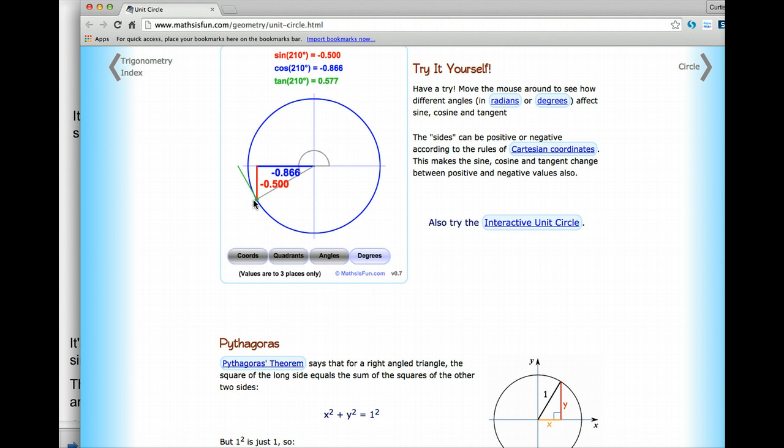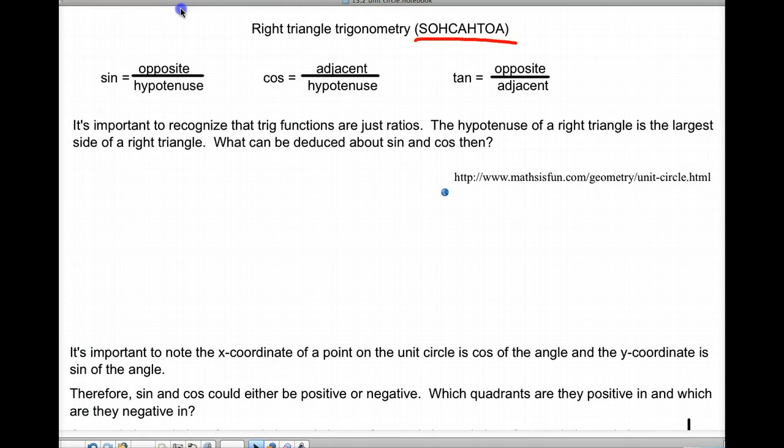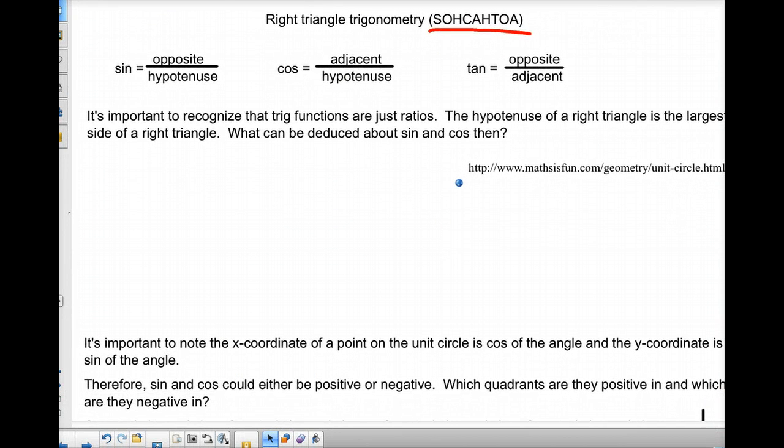Okay, so let's see if we can put this knowledge to use. Basically what I'm saying is sine goes with y, so sine is positive when you're in the first and second quadrant. Cosine goes with x, so cosine is positive when you're in the first and fourth quadrant. Sine's negative down here because when you go down on the y, that is negative. So down on the y-axis is negative.